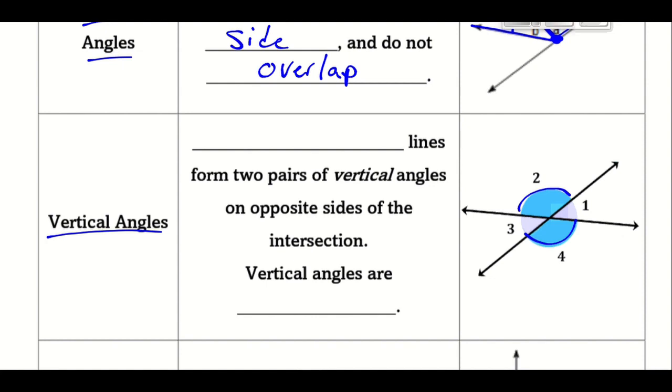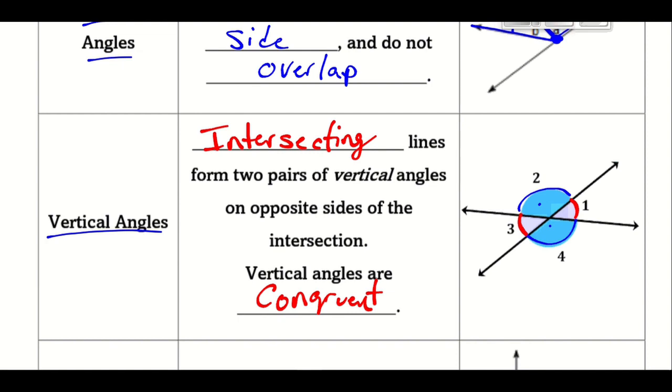So when you see these two lines cross, on either side, you're going to have a pair of vertical angles. Same exact thing is happening with angles 1 and 3, that angle and that angle. We can call those vertical angles. Their relationship is that they're vertical angles because they're directly across from each other. So intersecting lines form a pair of vertical angles on opposite sides of the intersection. Vertical angles are congruent.